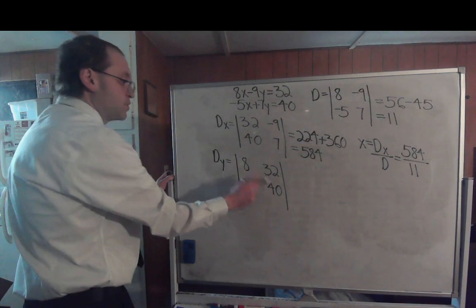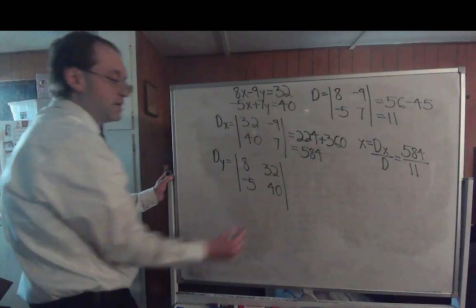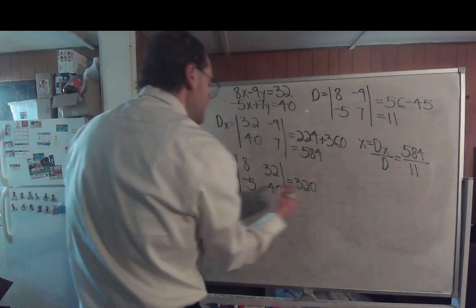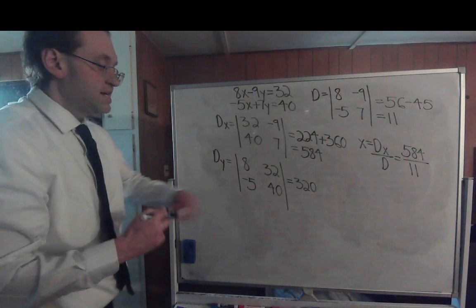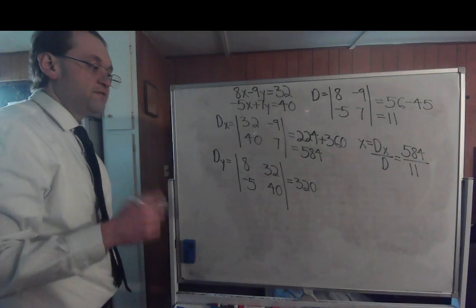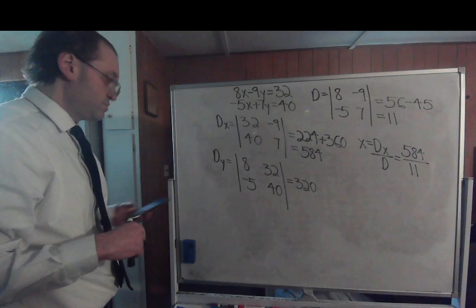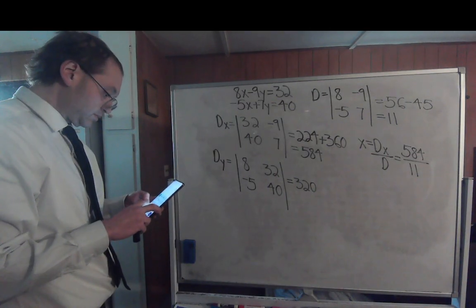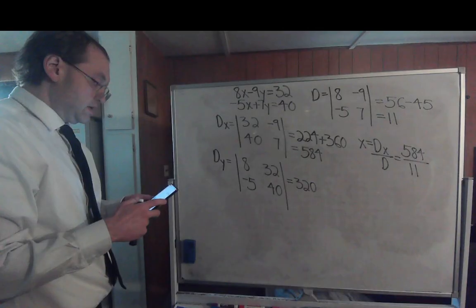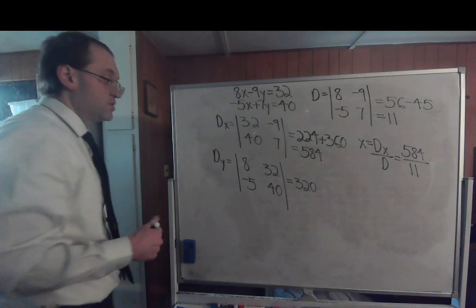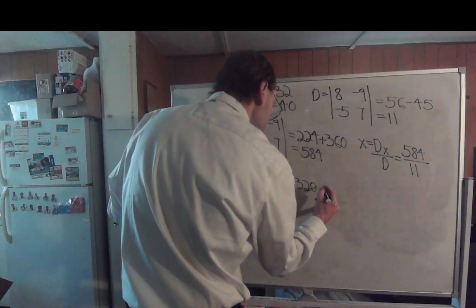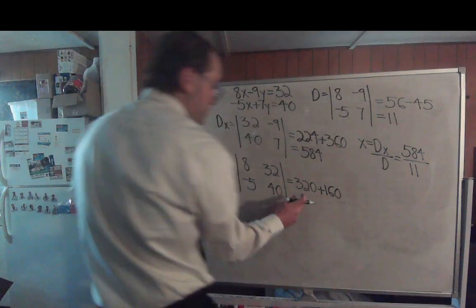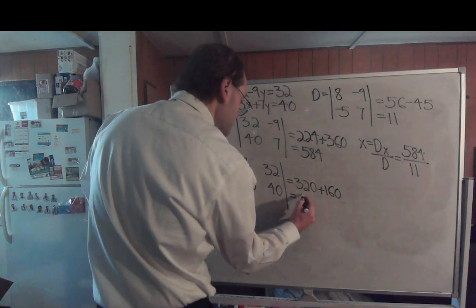So what's 8 times 40? Well, that's simply going to be 320. Now you'll have minus 32 times -5. That would turn into 32 times 5, which would be plus 160. 320 plus 160 is 480.